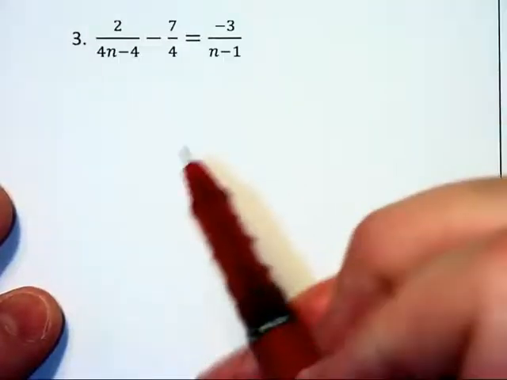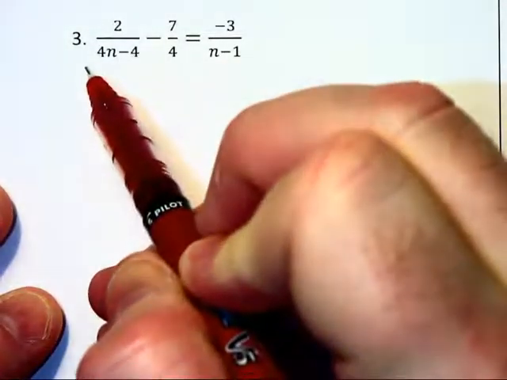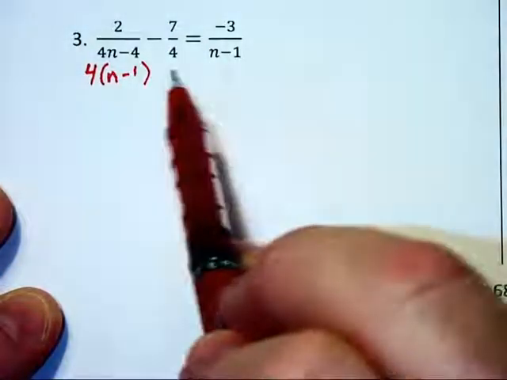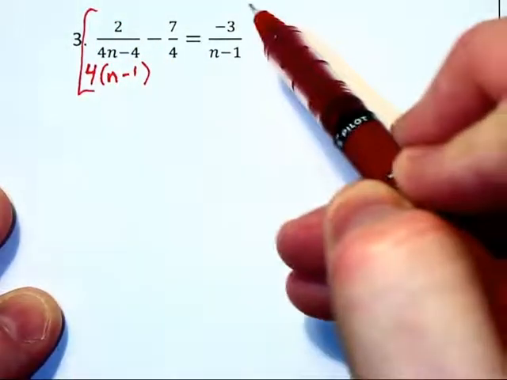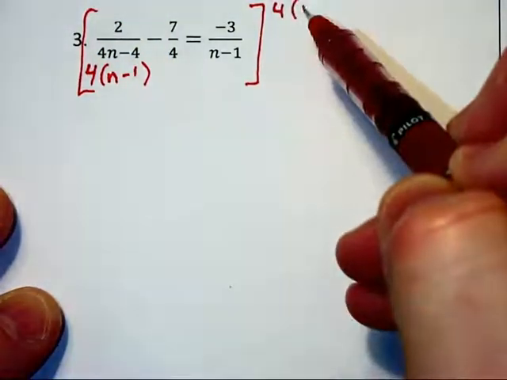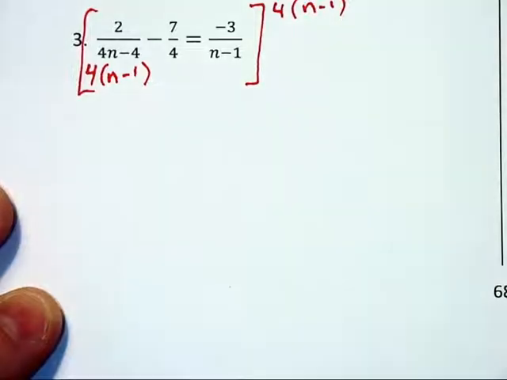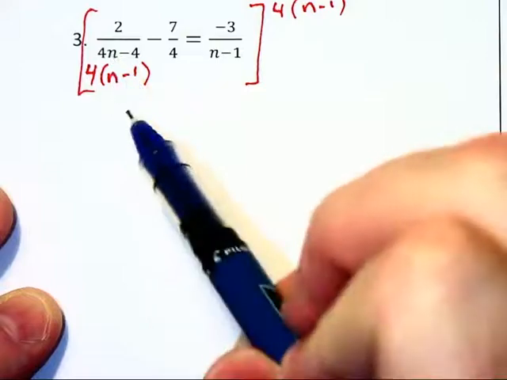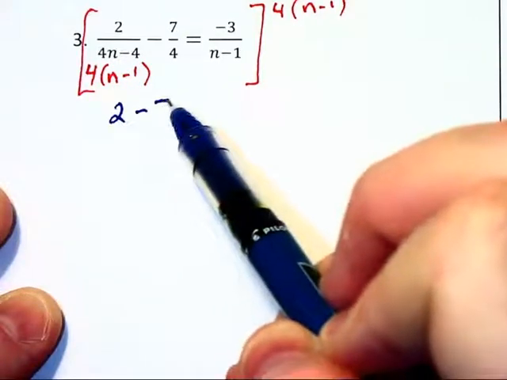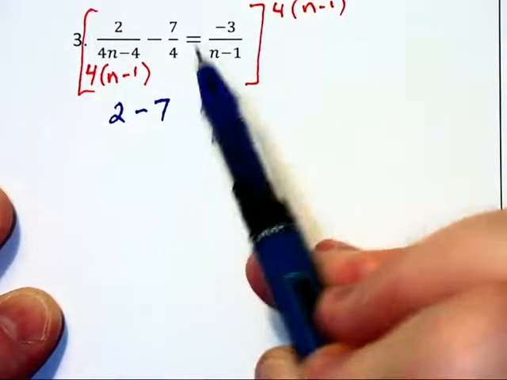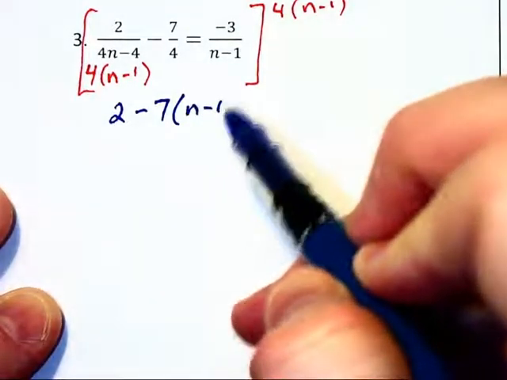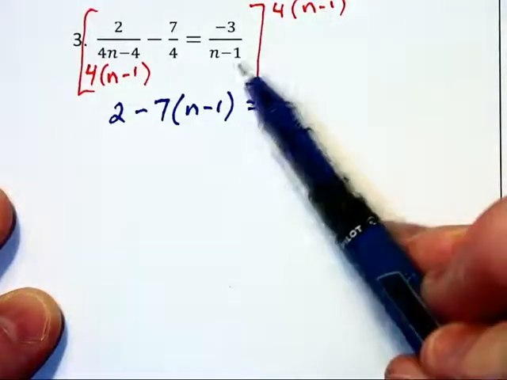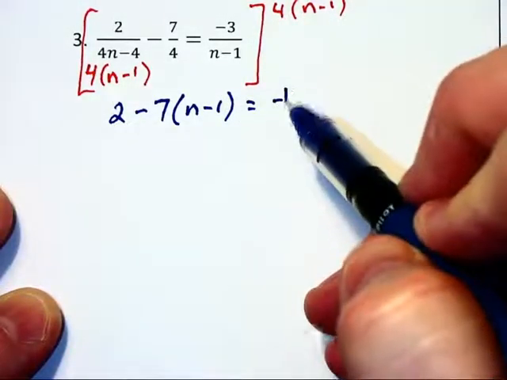For problem number 3, before we can multiply through by the least common denominator, we need to factor this first denominator, and we can see that 4 times n minus 1 will be the least common denominator that we're going to multiply through by on each side, even though I've only written it there on the right side. On the left, all of that cancels, leaving just 2 minus 7 times. After the 4 cancels, you have n minus 1 equals negative 3 times, after the n minus 1's cancel, times 4. So that becomes negative 12.